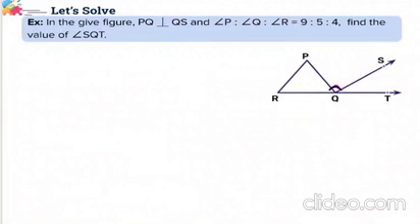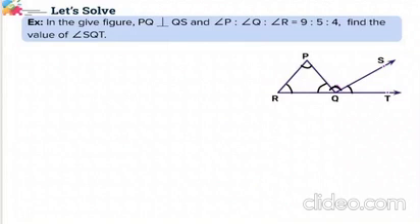Not parallel, sorry, perpendicular, 90 degree. So angle P is to angle Q is to angle R, they have given the ratio of 9 is to 5 is to 4. Find the value of SQT, this angle. Let's do a super easy question.